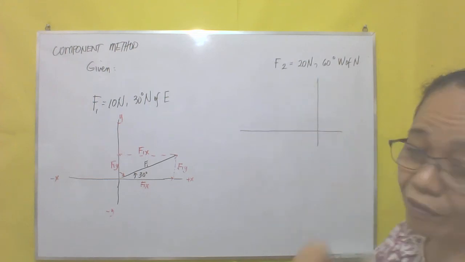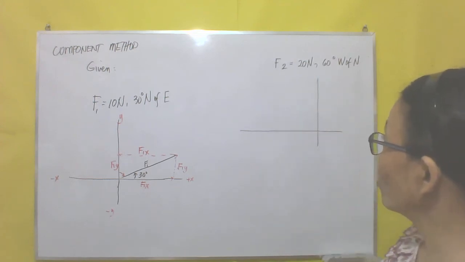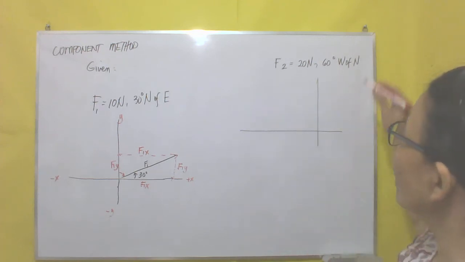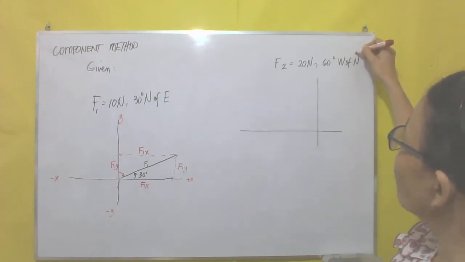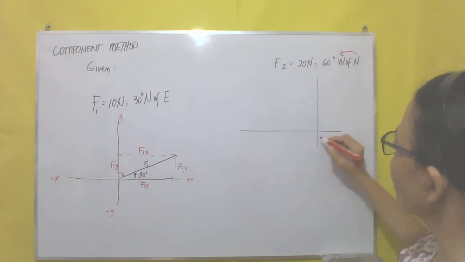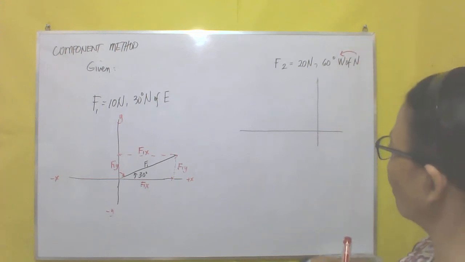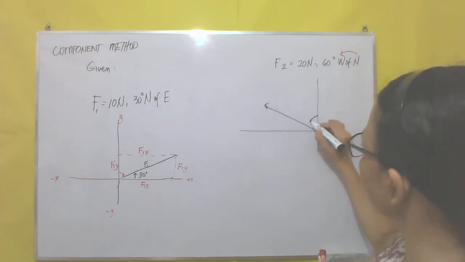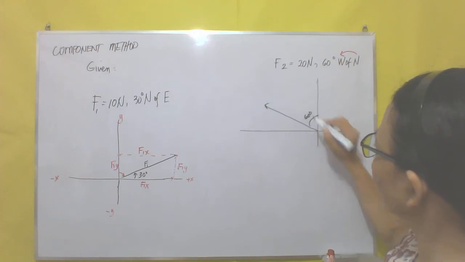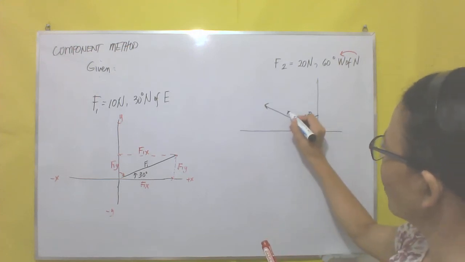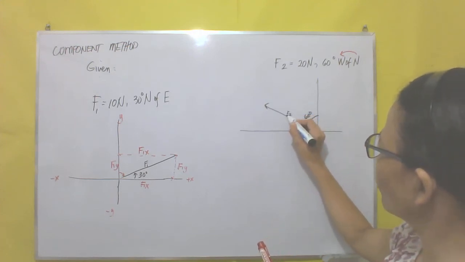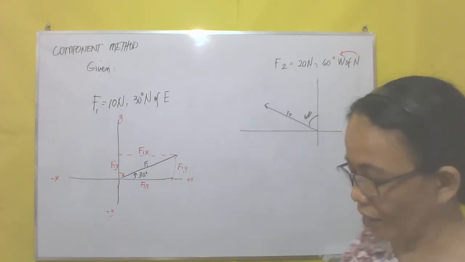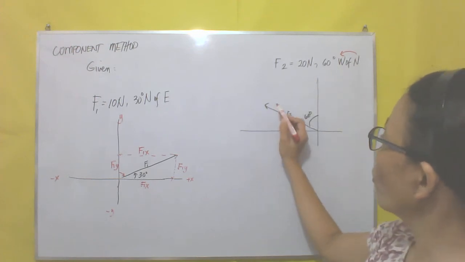Okay, next. How about the force F2, which is 20 newtons, 60 degrees west of north. Therefore, the angle is coming from north and it points west. So 60 is somewhere here. Okay, so this is 60 degrees, and this would be our F2.